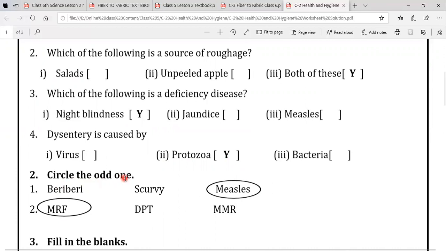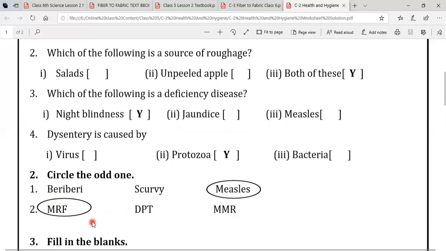Circle the odd one. First question: beriberi, scurvy, measles. The answer is measles because beriberi and scurvy are deficiency diseases, whereas measles is a non-deficiency disease.